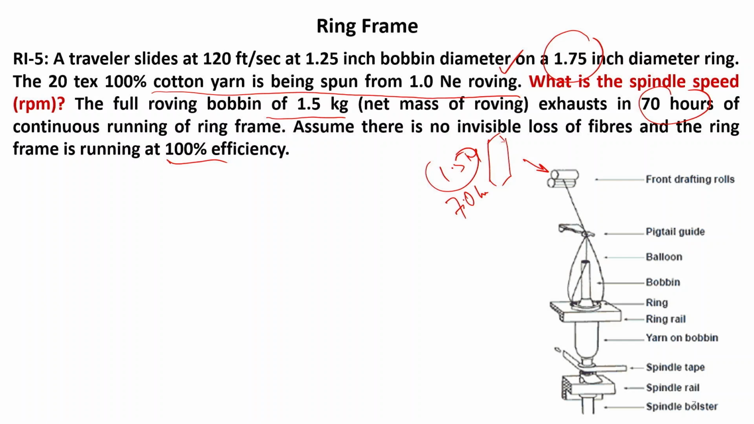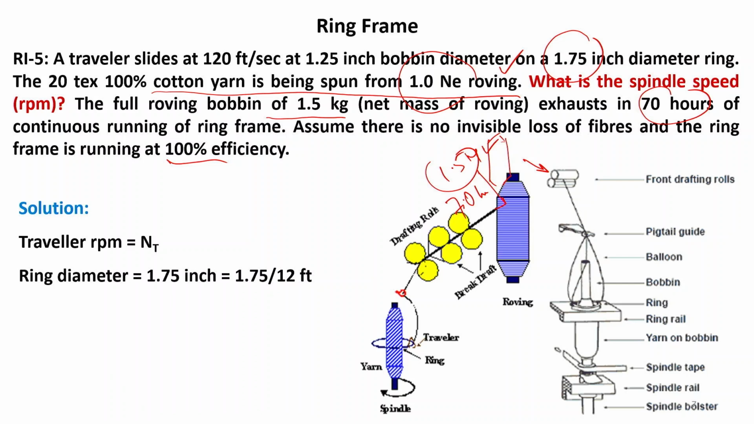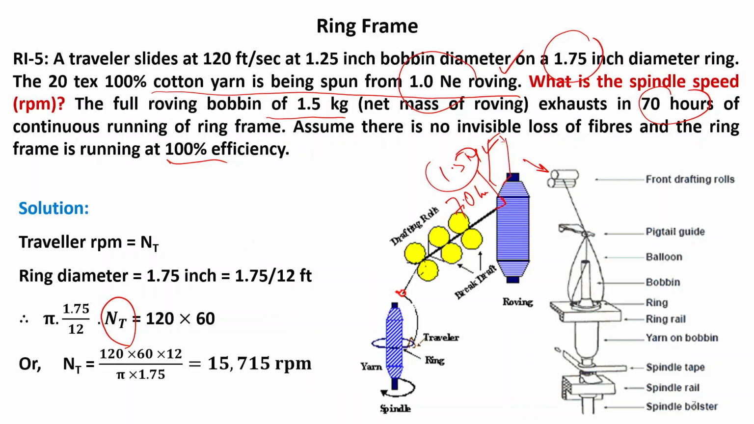Now, try to see. So, 1.5 kg of roving of 1 Ne. That means we can calculate the length of the roving. So, this is the package size. Traveler RPM is Nt, ring diameter is given, and from there we can calculate the traveler RPM, because sliding speed is given. So, traveler RPM will be the same as the earlier one, the last numerical, 15,715 RPM.